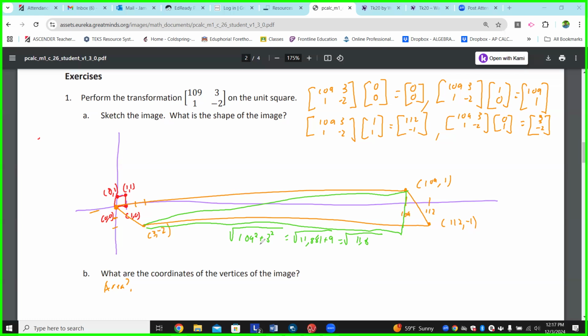My drawing's probably not the best, but it does make a parallelogram where the two lines are parallel. All right, so I get 11,890. And then we got to do the same thing for this diagonal. Let's do that in a different color.